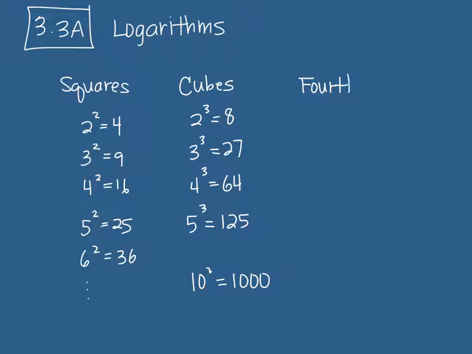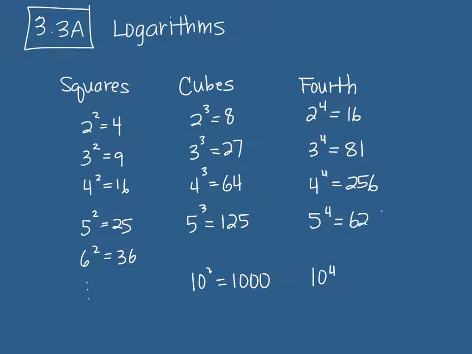You should know your 4th powers, up to 5 also. 2 to the 4th, 3 to the 4th, 4 to the 4th, 5 to the 4th, 10 to the 4th. You should know those: 16, 81, 256, 625, and then 10,000.